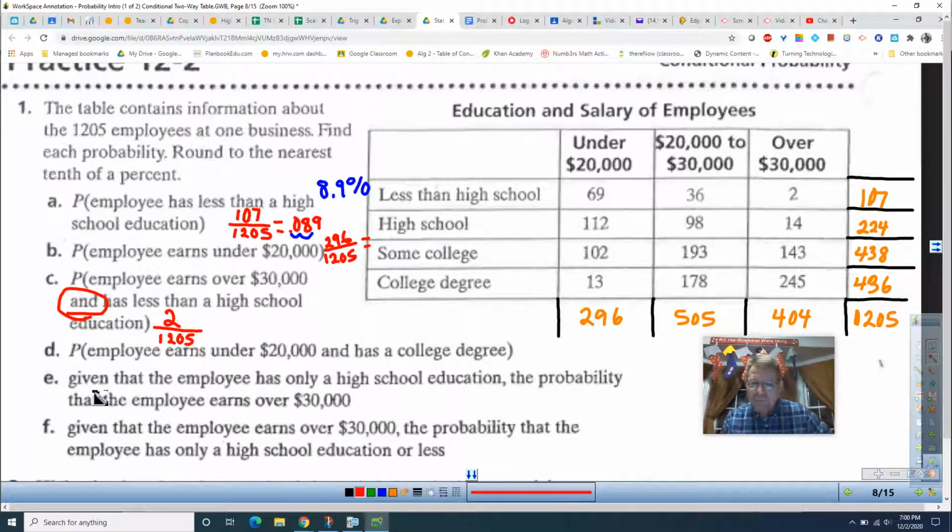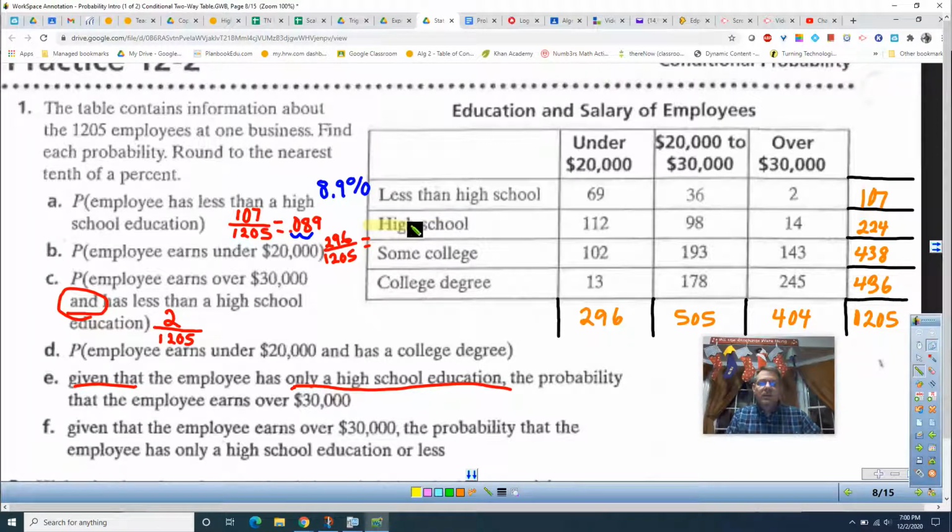This is one of those "given that" problems. Given that the employee has only a high school education. So what does that tell me right off the bat here? Get my highlighter. So that means these are the only numbers that I'm going to take into consideration. Given that the employee has only a high school education, that means 112, 98, 14, and 224 are the only numbers that have anything to do with what's going to happen.